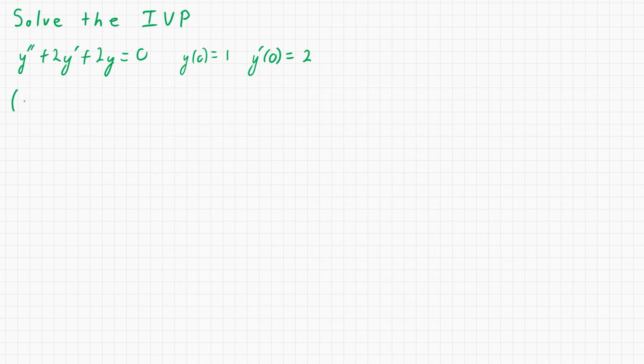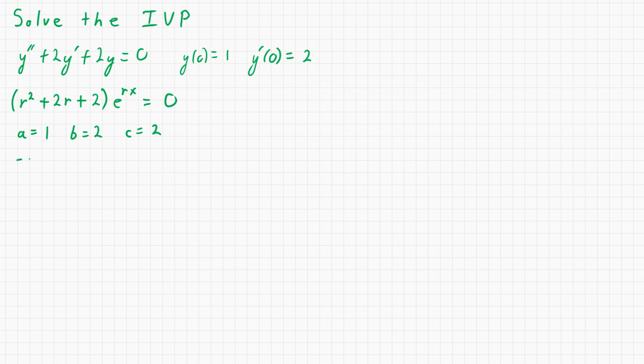So we have the characteristic polynomial that will result from guessing y equals e to the rx. This is 1 times y double prime, so we end up with r squared. This is 2 times y prime, so plus 2r. And then this is 2 times y, so it's just plus 2, times e to the rx, equals 0. In order to solve that, I can't do it in my head. I have to use the quadratic formula. So here a is equal to 1, b equals 2, and c equals 2.